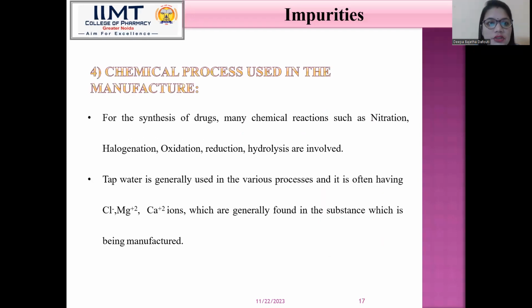Chemical process used in the manufacture. For the synthesis of drugs, many chemical reactions such as nitration, halogenation, oxidation, reduction, hydrolysis are involved. Tap water is generally used in various processes and often has chloride, magnesium, calcium ions, which are generally found in the substance which is being manufactured.